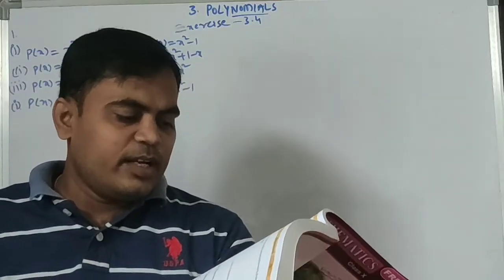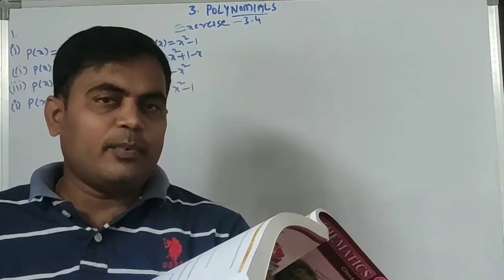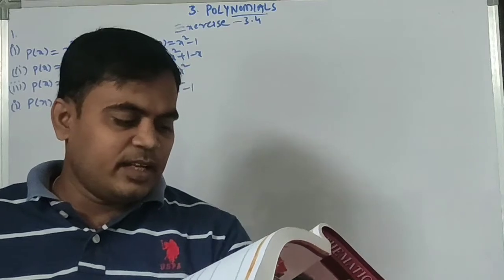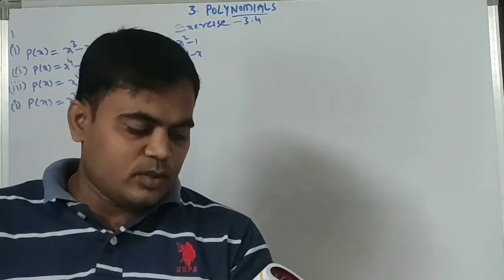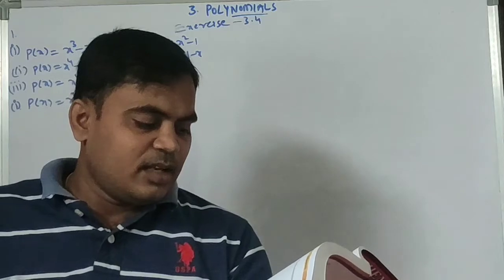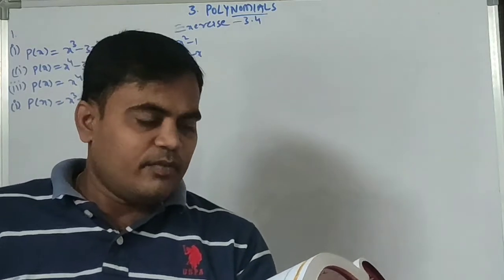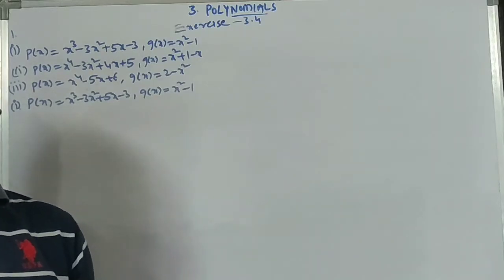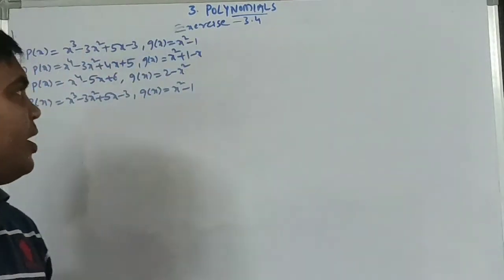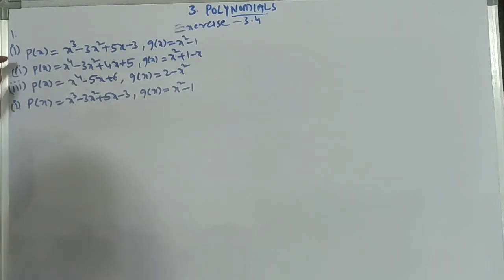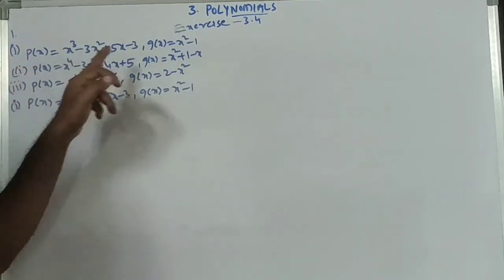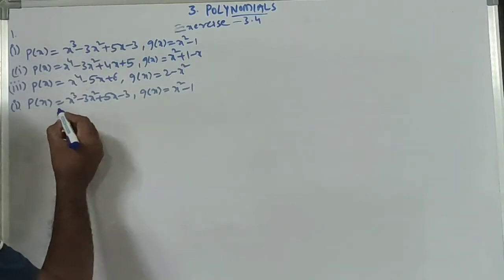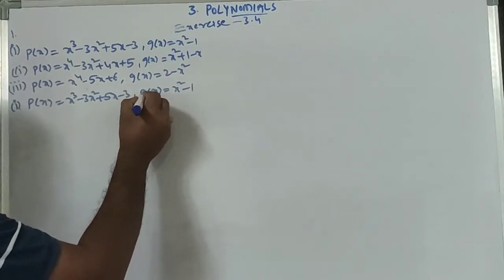First question, divide the polynomial p of x by the polynomial g of x and find the quotient and remainder in each of the following. We are dividing polynomial p of x with polynomial g of x. We need to find out the quotient and remainder. So these are the questions, first, second, third. Here polynomial p of x and g of x are given. We need to divide. So first I am dividing polynomial p of x with polynomial g of x.